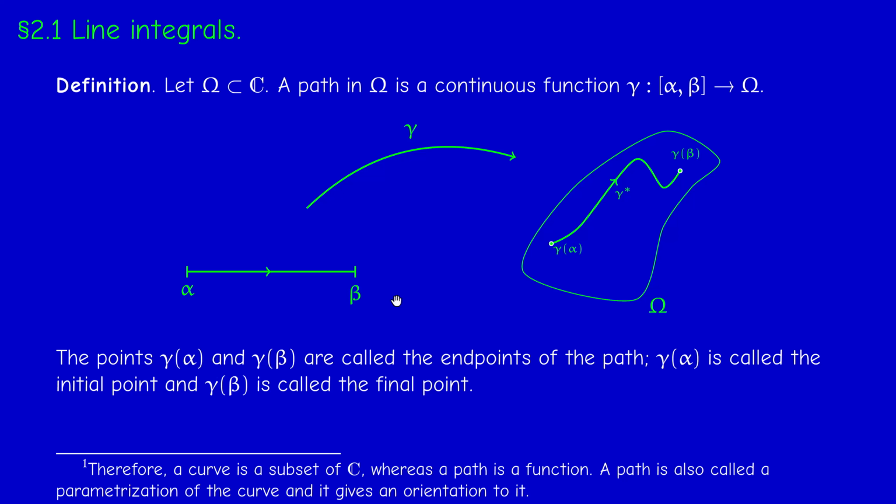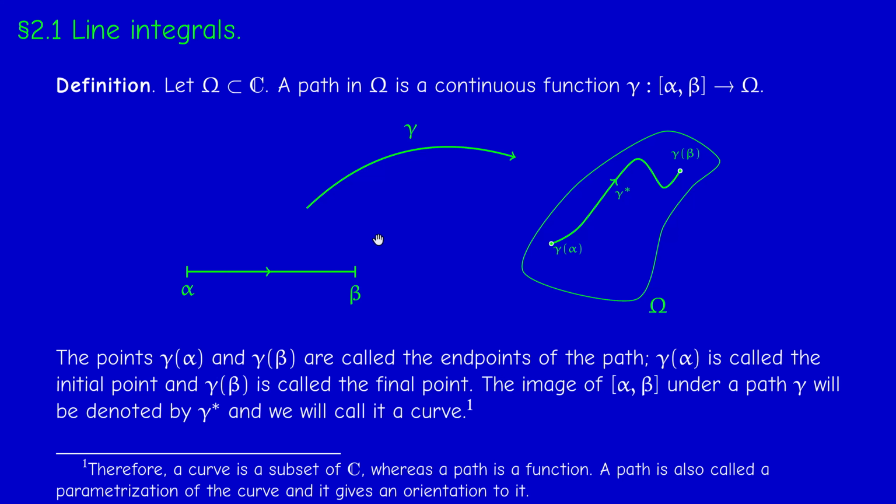Now, the image of a path, which we will denote by gamma star. So gamma star is just gamma of alpha beta. This is what we draw here.